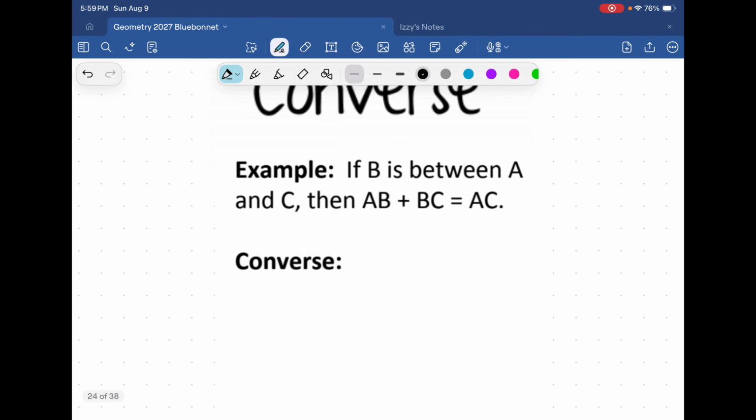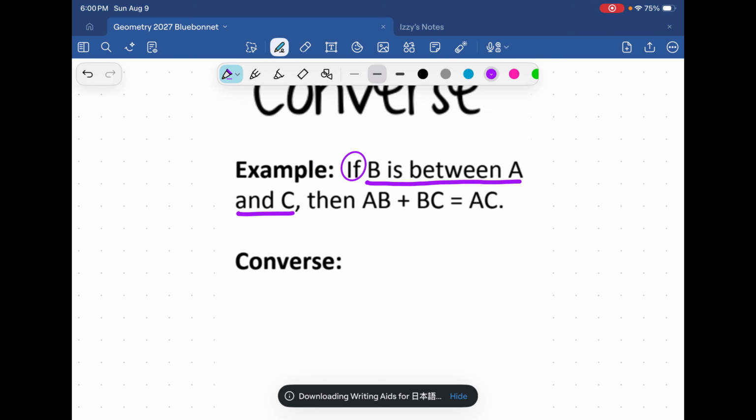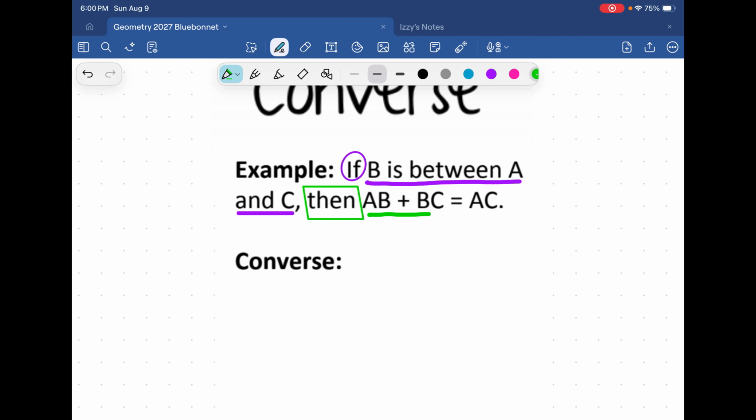If B is between A and C, then AB plus BC equals AC. So let's go ahead and identify the hypothesis and the conclusion of this conditional statement. So remember, we circle the word if, and then everything after it until we get to the comma is the hypothesis. Then we box in the word then, and everything after it till the period is the conclusion.